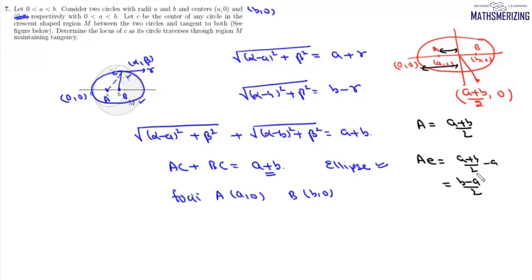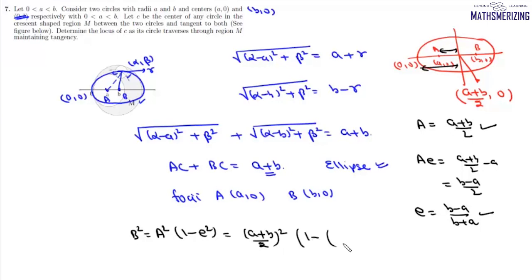Now if we put A as (a+b)/2, we'll get E as (b-a)/(b+a). So now we have A, we have E, we can find the length of the minor axis. So we'll find b squared, and it'll be a squared times (1 minus e squared). Now a squared is ((a+b)/2) whole squared, and this is times 1 minus ((b-a)/(b+a)) whole squared. Now (b+a) whole squared will cancel. So we'll get this b squared as ab.